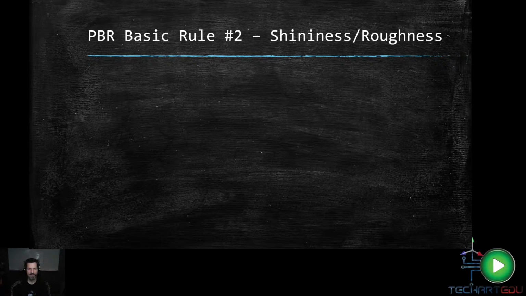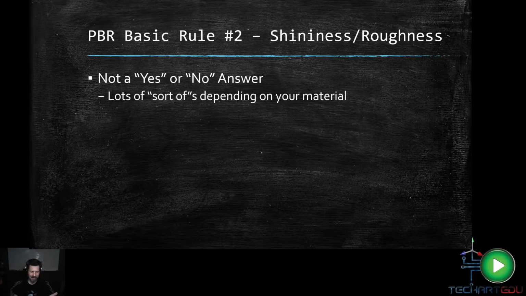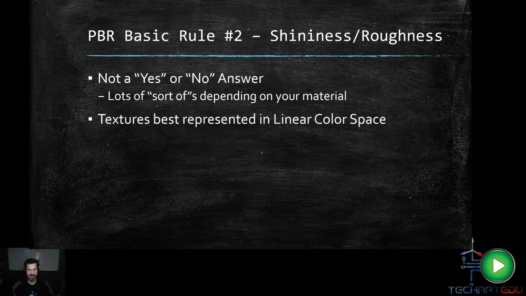All right. This is also a yes or no answer, but it could also be yes, sort of, depending on your material. So you get the full range between 0 and 1. And because we're going between 0 and 1, we get the full representation of linear color space. We don't need this to be compressed. We don't want anything funky going on; we just want to keep dealing with the linear color space.